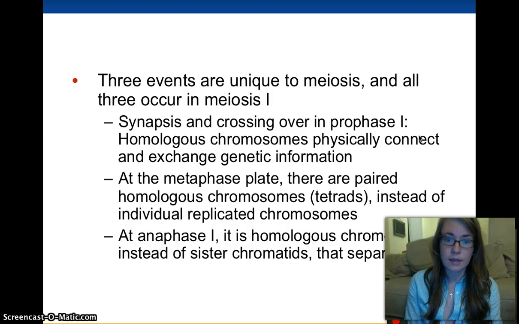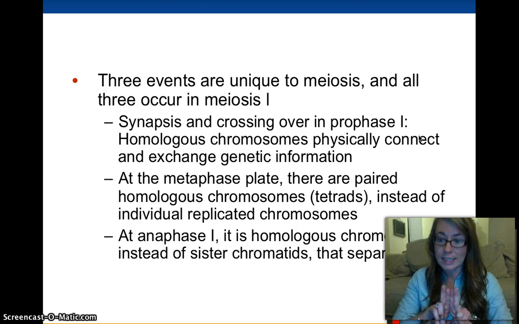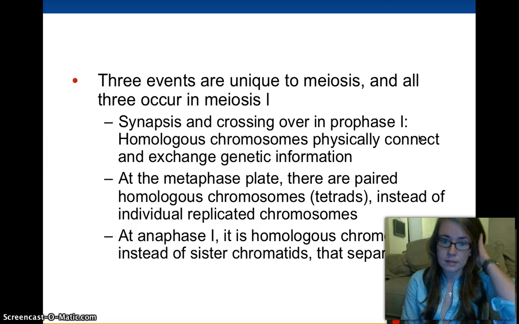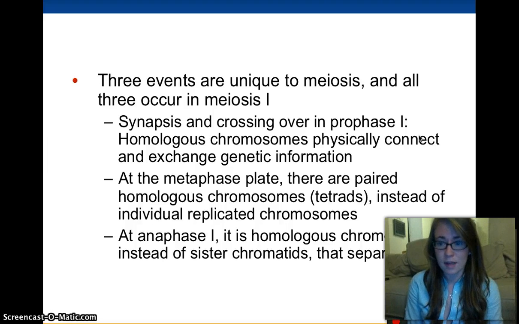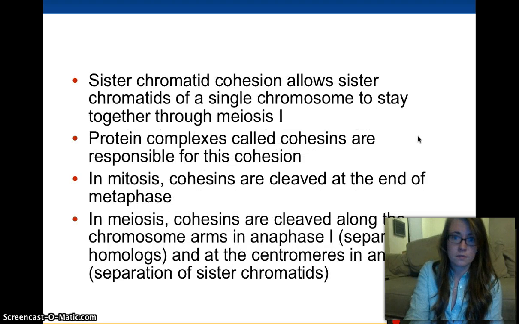So at the metaphase plate, we're pairing homologous pairs, not sister chromatids. That's different than mitosis. And in anaphase 1, the homologous pairs separate, not the sister chromatids. So those are all things that we already talked about.